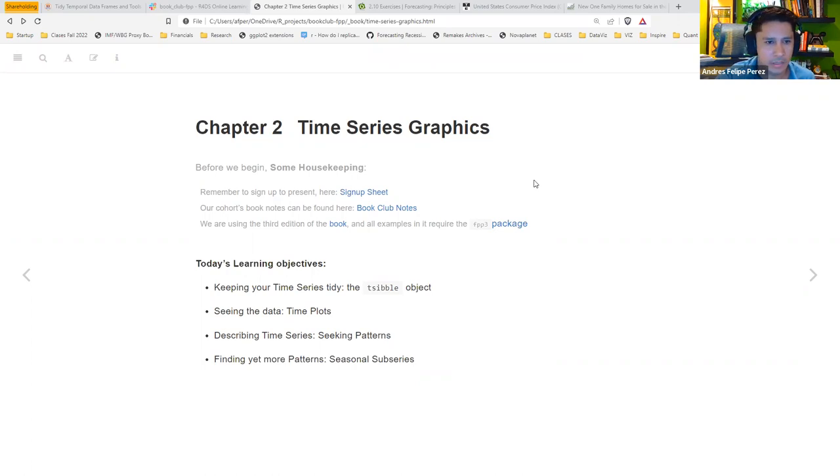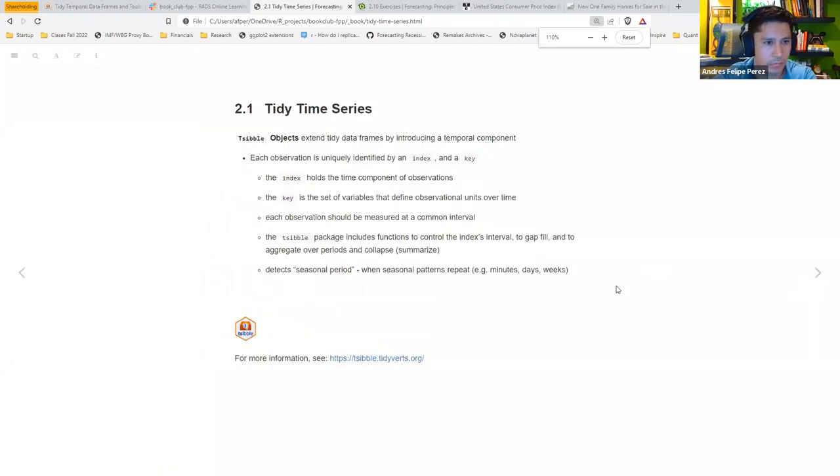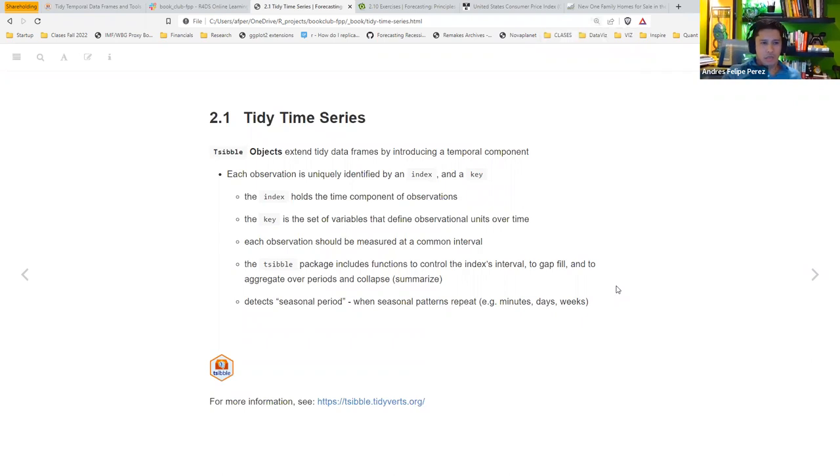So let's begin with tsibble, the tidy time series. So the book introduces the tsibble objects, which is I guess the equivalent of tibbles, the tibble data frame, a tidy data frame, but for a time series. So the idea is that this is a tidy data frame. So it operates in the same way that a tibble data frame operates within the tidyverse, except that it has an additional component, which is the time component.